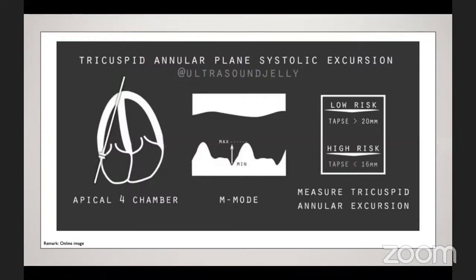A very important objective value is the TAPSE, or the tricuspid annular plane systolic excursion, which measures how much the annulus of the tricuspid valve is moving toward the apical part. You can assess it by M mode, and you will see how much it has traveled forward toward the apex. Normally, it should be more than 1.7.